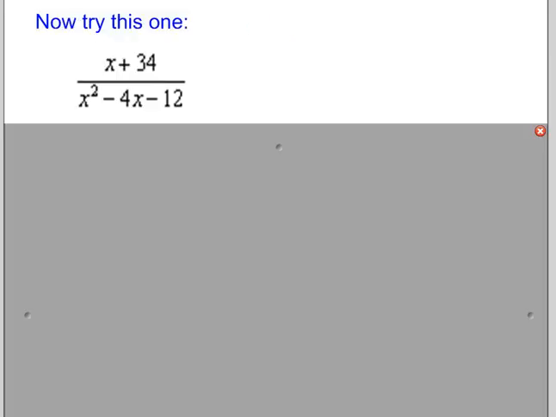Now what I'd like you to do is to take the same method and try this one. Pause the video right now and work the problem, see if you can get the answer right, and then turn it back on and I'll reveal the answer.